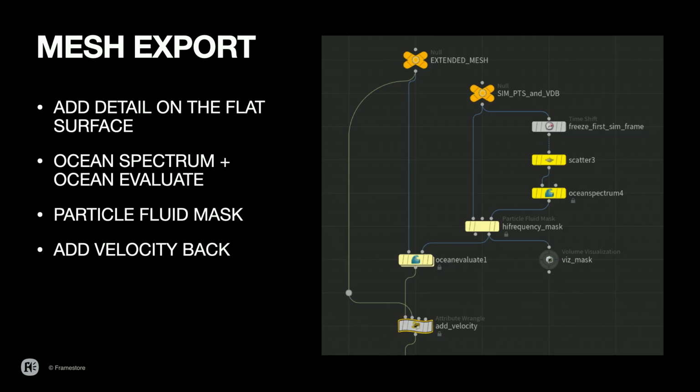Also, it's good to keep in mind that the output from the ocean evaluate, at least on this version of Houdini, version 19, kills the velocity. You're applying all the velocity you are inputting from the extended mesh, and the output of it is just the velocity from the noise that it's generating. Which is amazing, but we need to add the velocity back into the mesh. Since the topology is the same, we can just use this expression here.